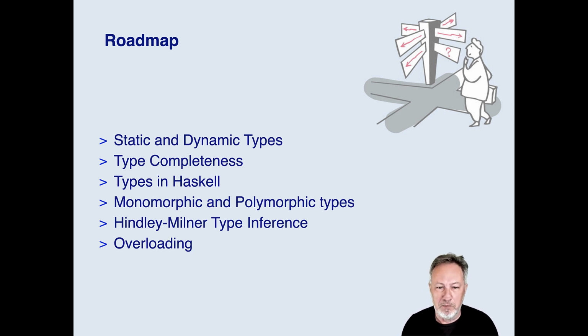Then we'll have a look at polymorphic type systems, and in particular what different forms of polymorphism there are in programming languages. We'll be diving deeper into that a few lectures from now. Then we'll see how Haskell manages to get away with being statically typed, yet without requiring us to explicitly declare the types of functions and variables. And this is done with the help of the Hindley-Milner type inference algorithm. Finally, we'll have a look at overloading in Haskell and how that's used in connection with user-defined data types.